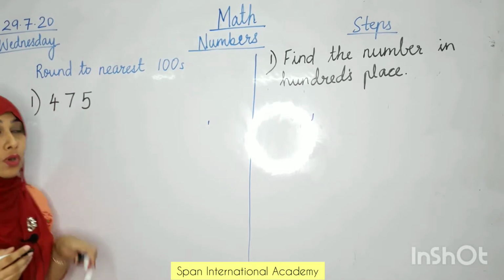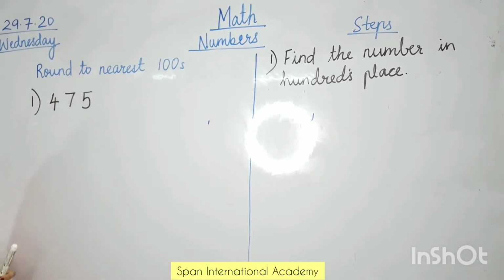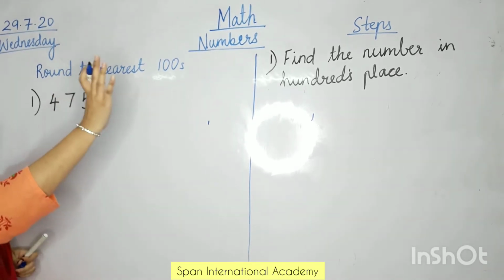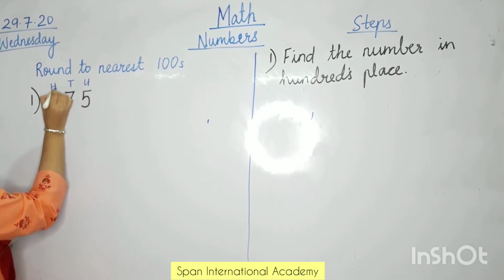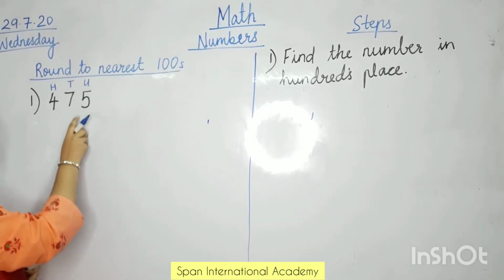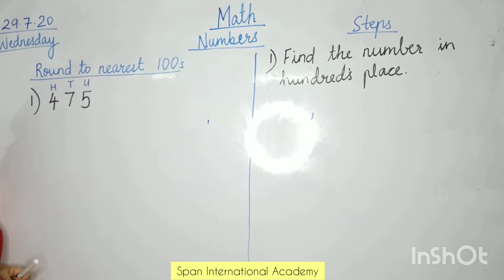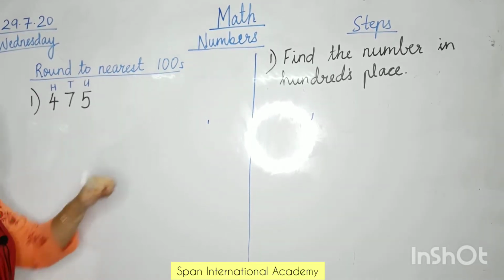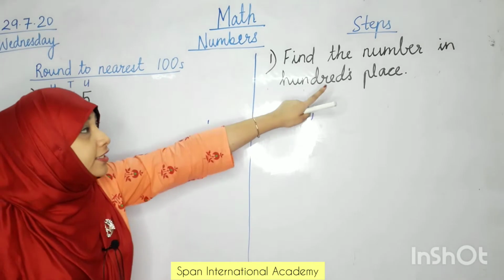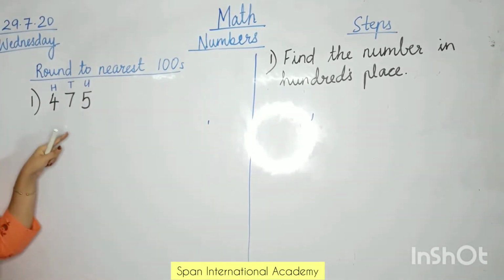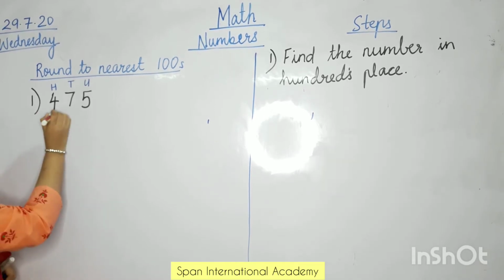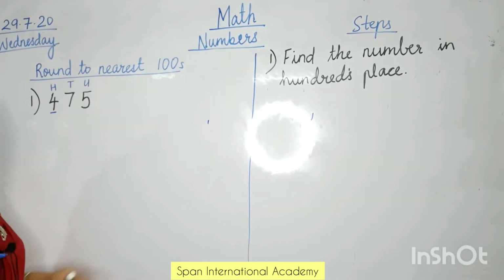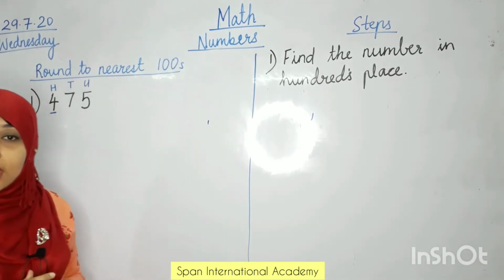So what will we do? We will write the place value of these numbers. Starting from our right hand side, we have units, tens and hundreds. This is the place value. My first step tells me find the number in the hundreds place. Now which number is in the hundreds place? Yes, number 4 is in the hundreds place. We have completed step number 1.